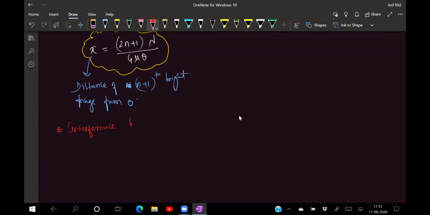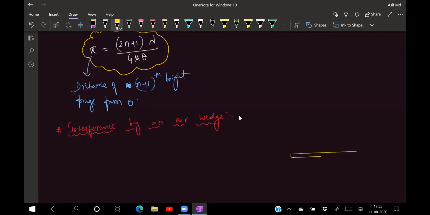Interference by an air wedge. So what is the difference between them? It is nothing but just a glass plate right now. Now see here, this one is a glass plate.